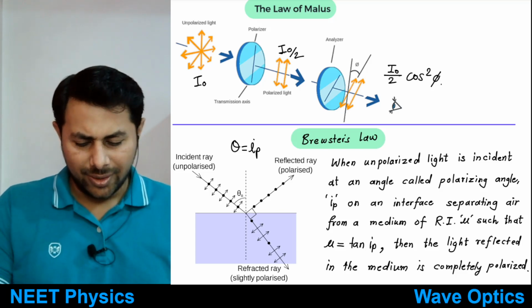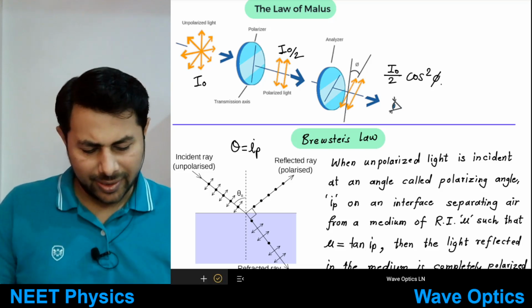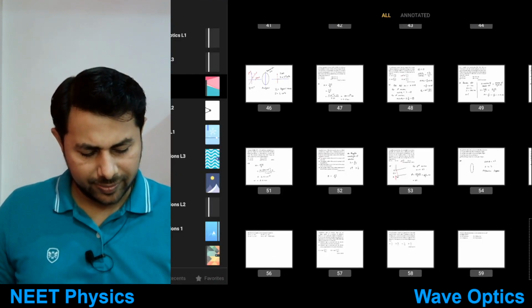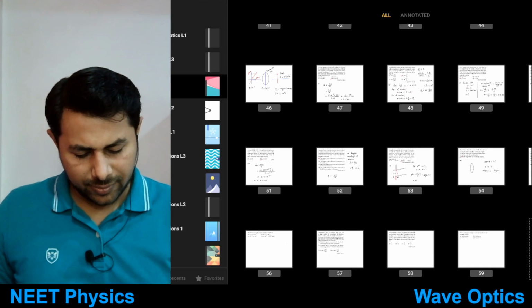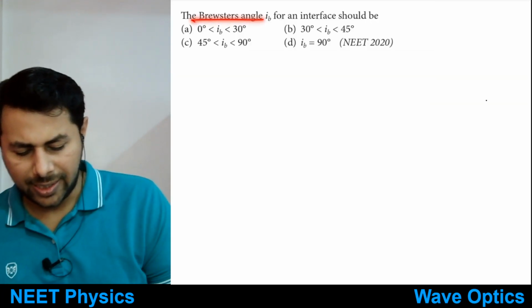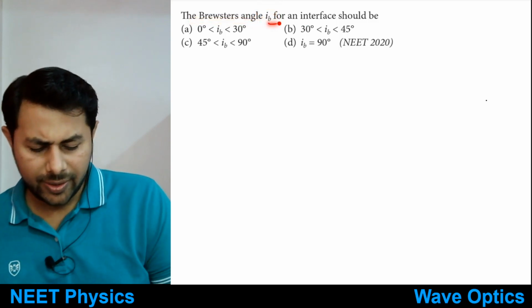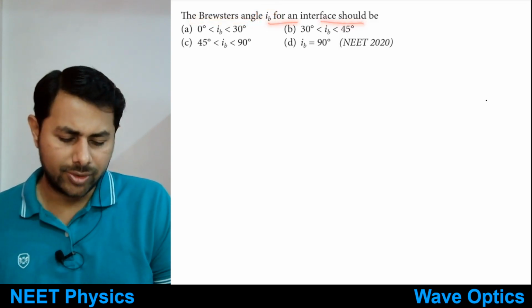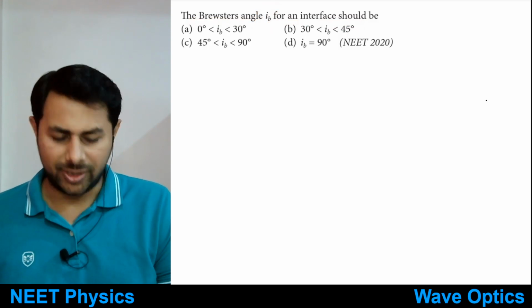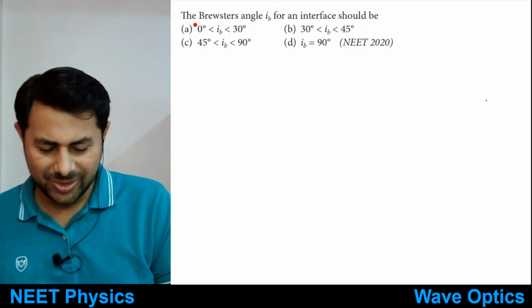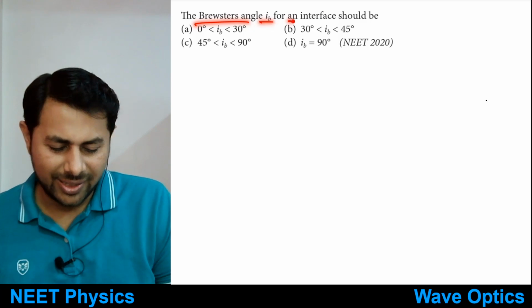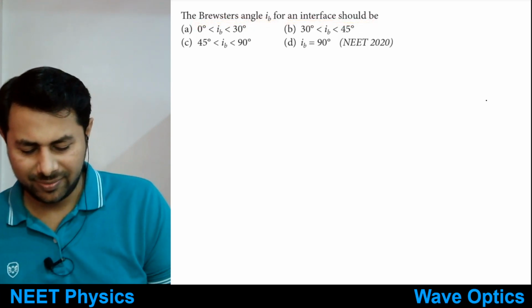Now let's see some problems based on this. The Brewster's angle IB, for an interface should be, tell me.